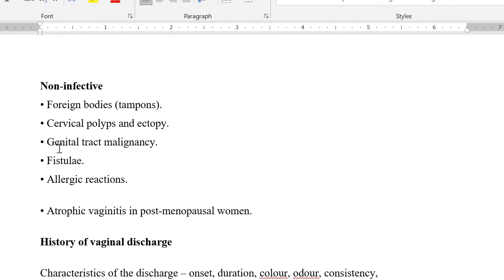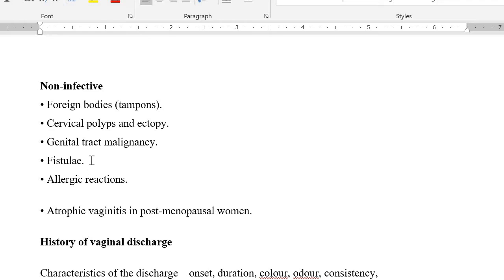Then even genital tract malignancy, especially if there is fallopian tube carcinoma, the patient can have profuse watery discharge. That is one thing. Similarly, if there is endometrial cancer, it can also present with some discharge. But if there is excessive discharge, they ask you in the exam where the cancer is. Patient has profuse watery discharge, so what is the possible cause? In the options, if they have given fallopian tube malignancy, that is going to be the correct answer.